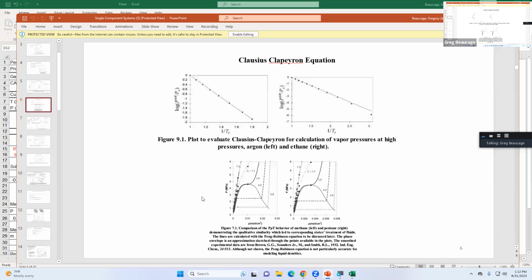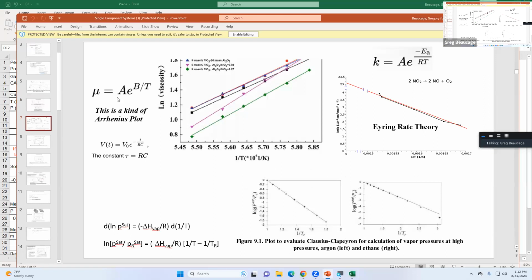Clausius-Clapeyron has to do with vapor pressure of liquids. Arrhenius is going to be like viscosity is described as an Arrhenius function, like the WLF function for polymers is basically an Arrhenius function to describe the viscosity of polymers. And it's also going to give you a log of viscosity versus 1/t dependence. And then for chemical reactions or metallurgical reactions, you can use this Eyring rate theory, which is the same function, except it's talking about a chemical reaction.